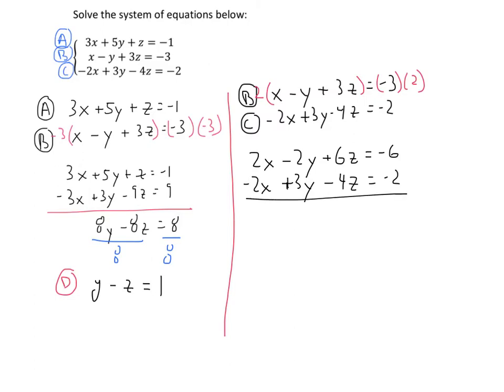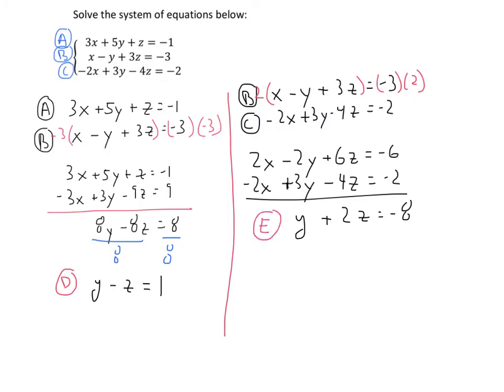All right, if I add those together, again the x's are eliminated, and what do I have left? I have y plus 2z is equal to negative 8. And this right here would be equation E.